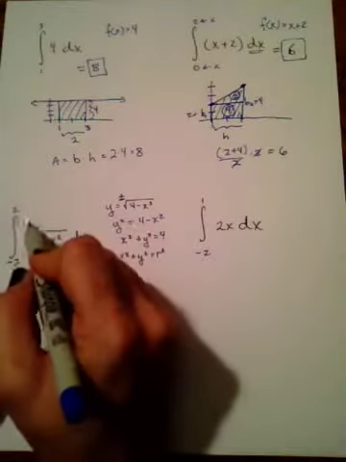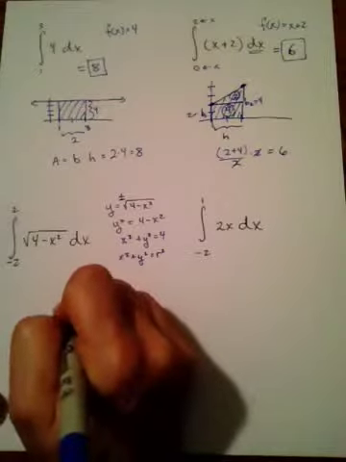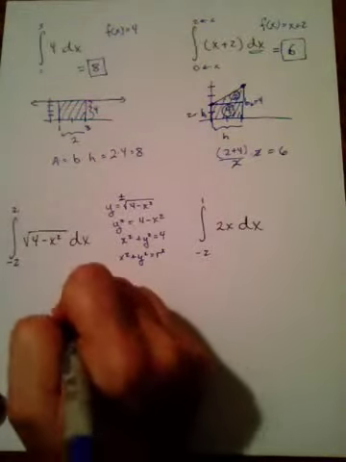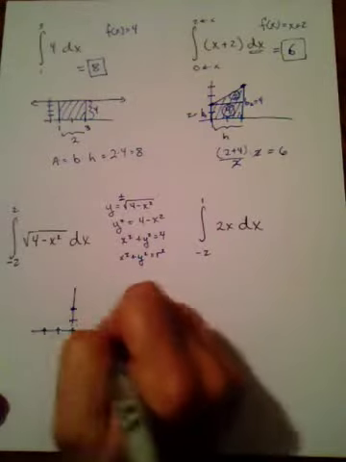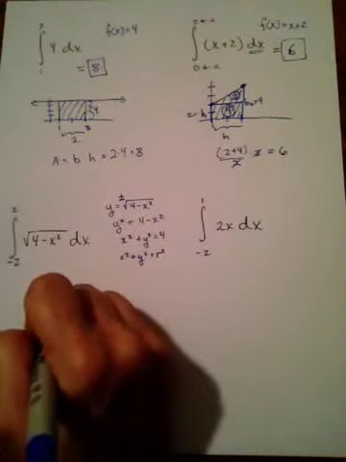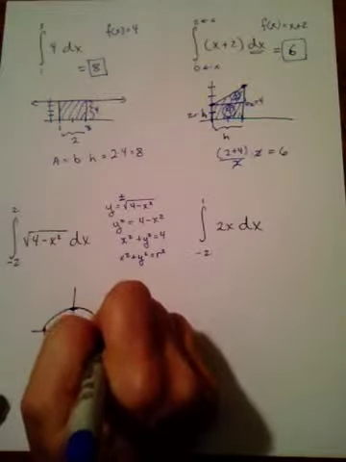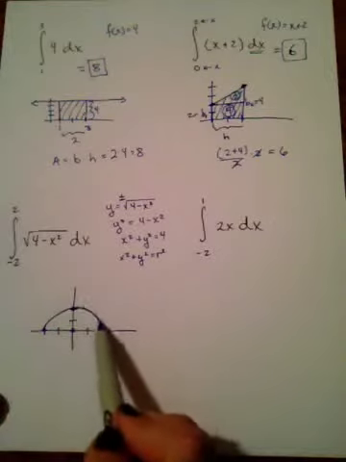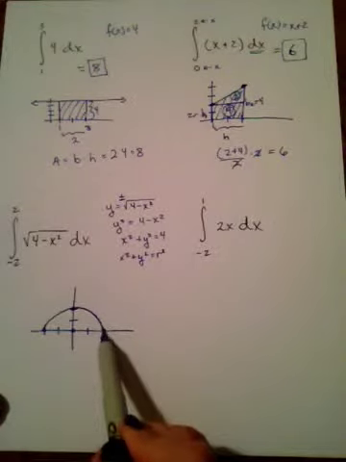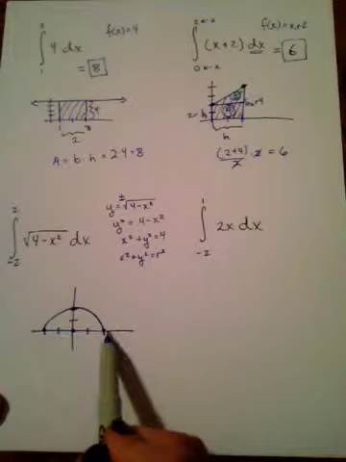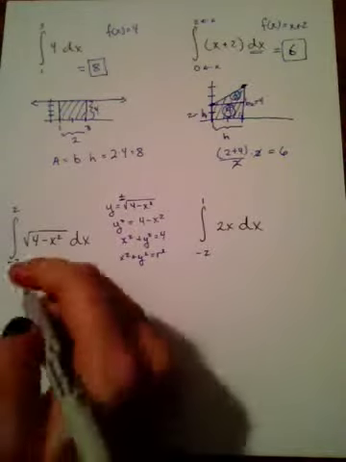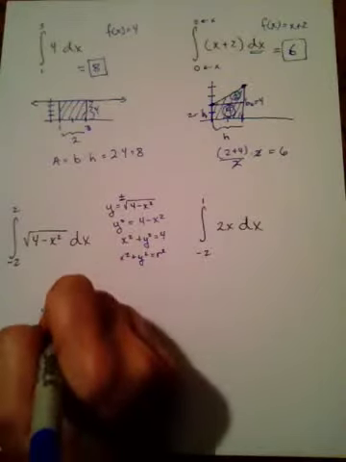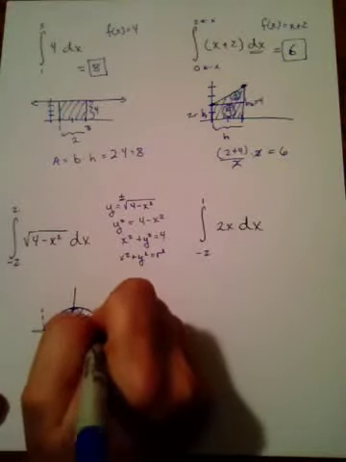I only have the positive square root, so it's the top part. It's a radius of 2, so I'm going to go 2 in each direction. And I'm going to draw it like this. So this represents the area bound by this function here, the x-axis, and the lines x equals -2 to x equals 2. So it's the area of the semicircle here.